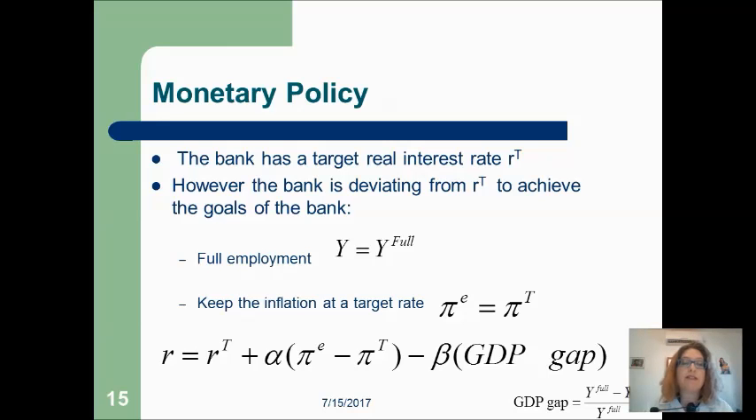Basically, the aim of the central bank is to keep inflation at the target rate. So the optimal goal of the bank is that pi e would be equal to pi t. Normally, this is not the case. That is why the interest rate changes all the time.